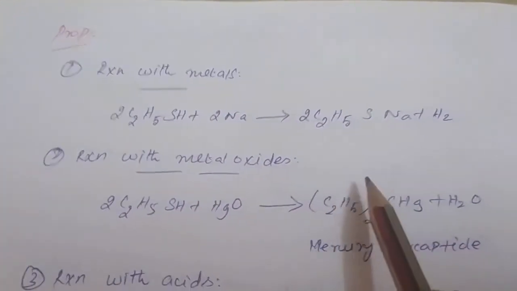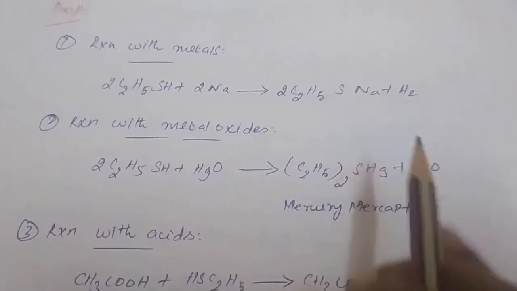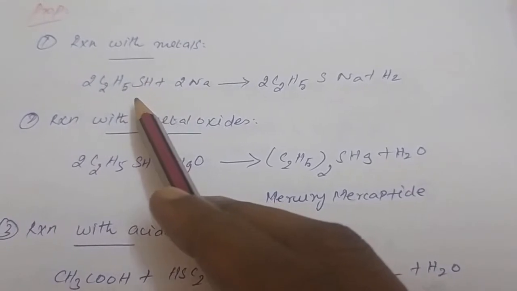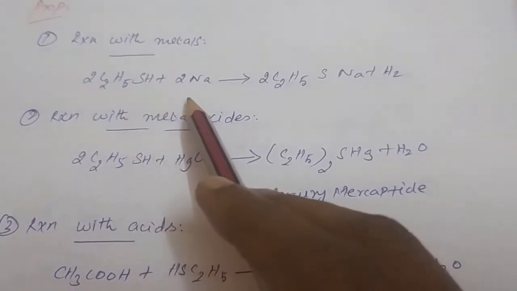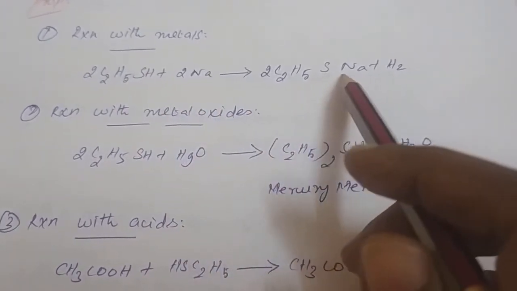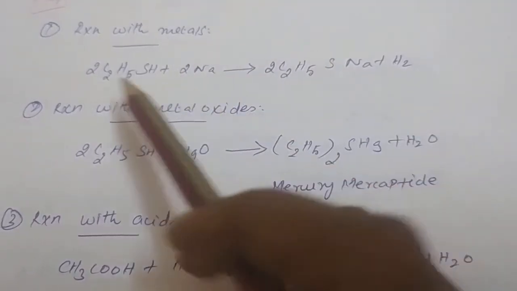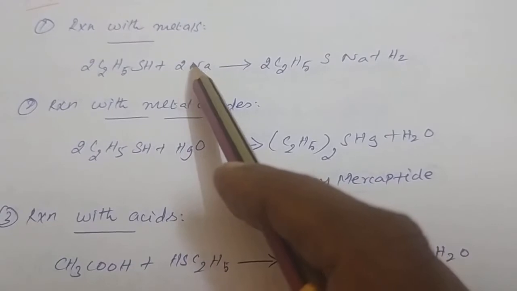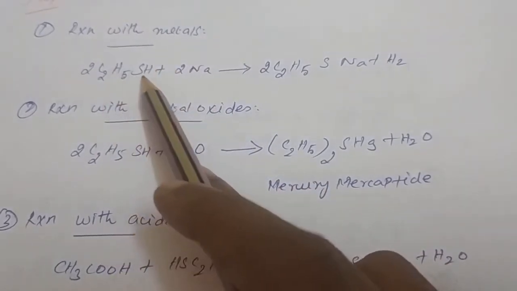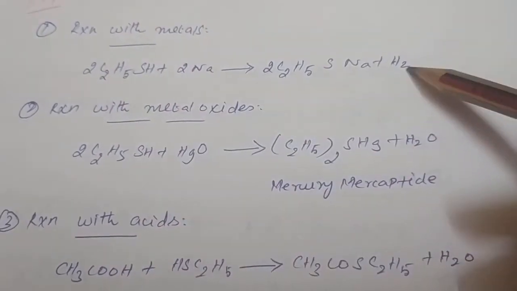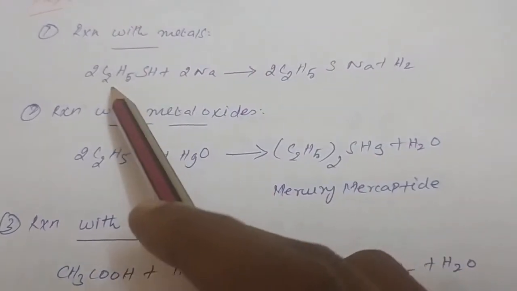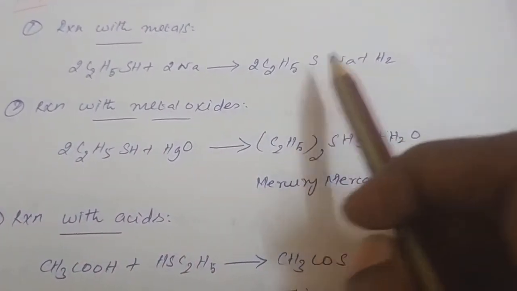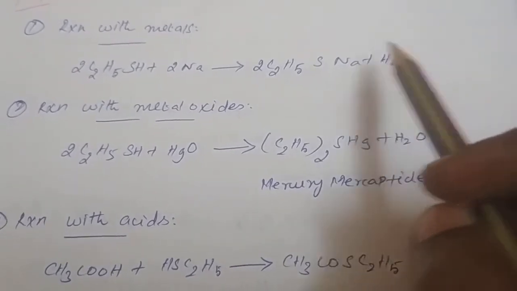So next properties. So first property is reaction with metal. So the thioalcohol reacts with the sodium to form sodium salt of thiol. So C2H5SH reacts with sodium, C2H5SNa, and hydrogen is liberated here. Okay. So thiol reacts with the sodium to form sodium salt of thiol, and also hydrogen is liberated.